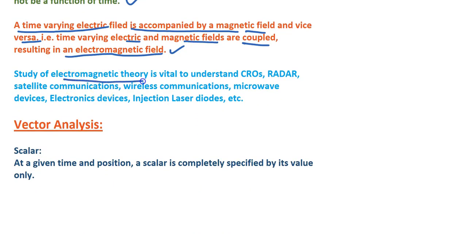Study of electromagnetic theory is vital to understand cathode ray oscilloscopes, radar, satellite communications, wireless communications, microwave devices, electronic devices, injection laser diodes, and many more. Before moving into the coordinate systems, we will do a little analysis about the vectors.